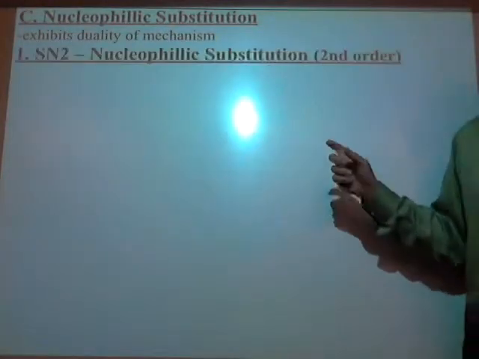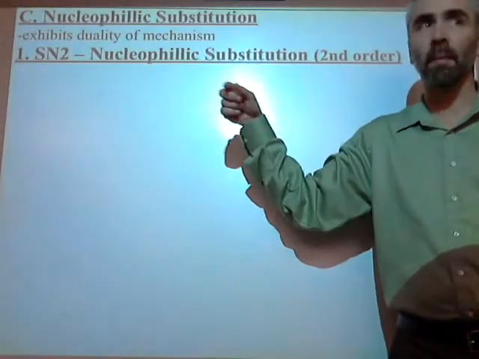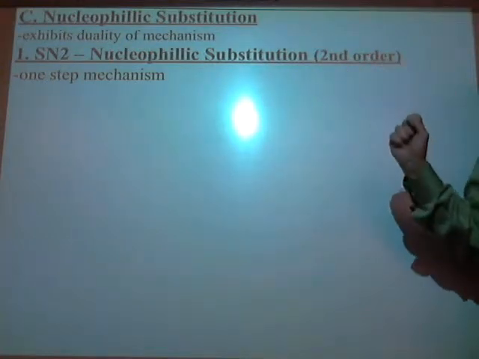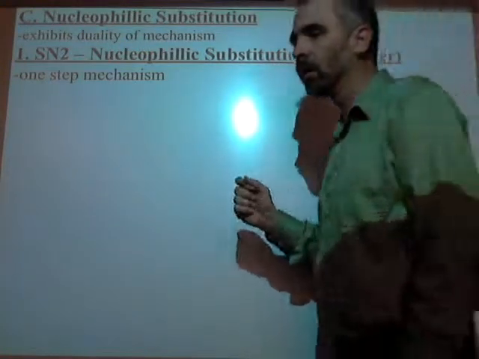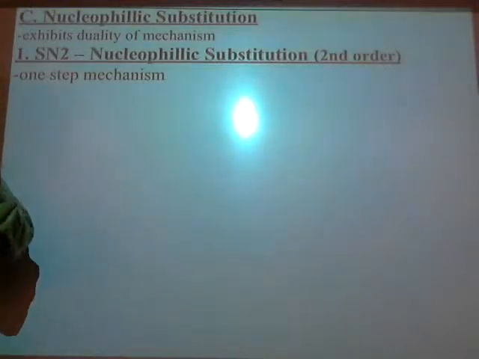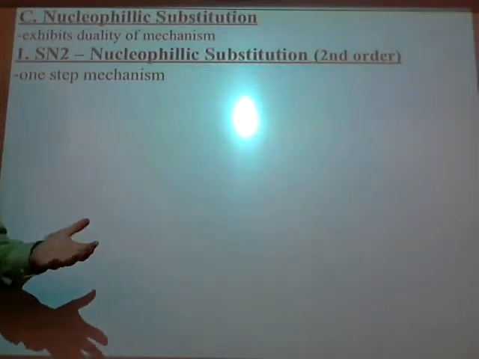The first one is called SN2. Now, I told you a minute ago that that's weird because the 2 does not refer to how many steps you have. This is only a one-step mechanism. The 2 refers to what order it is, second order. You're going to learn about kinetics in probably January or February. Basically, kinetics has to do with how many atoms or molecules are involved in the slow step, the rate determining step.